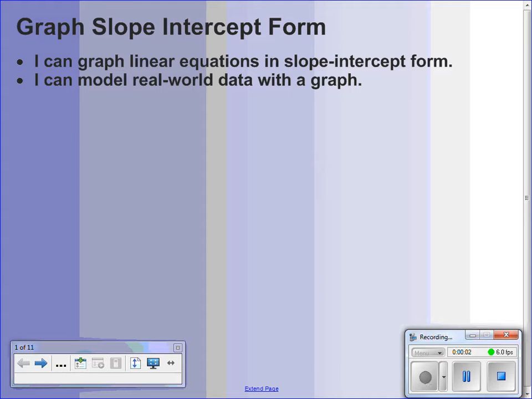In this lesson, we will be discussing graphing slope-intercept form. At the end of the lesson, you should be able to graph linear equations in slope-intercept form and model real-world data with a graph.